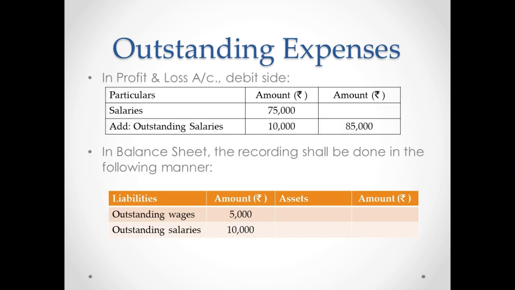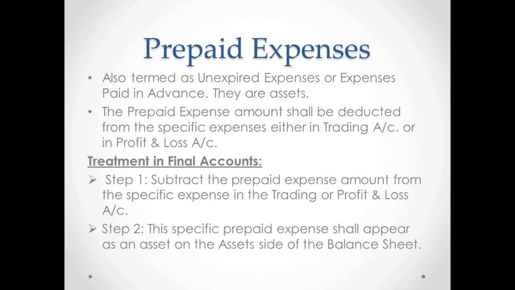The salary will be appearing on the debit side of the profit and loss account, and to this the outstanding salary of 10,000 will be added, thereby making a total of 85,000 shown on the outer column of the debit side of the profit and loss account. And both these two outstanding amounts, like outstanding wages and outstanding salaries, will appear on the liability side of the balance sheet as shown in the slide.